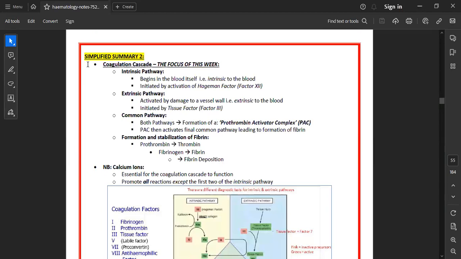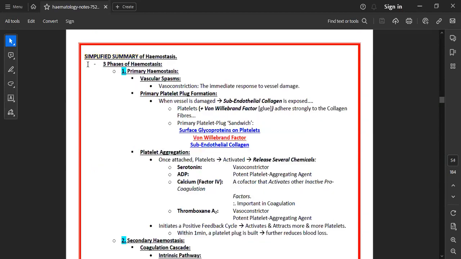When you have an injury, the injury is what triggers the coagulation cascade. But before we go there, let's first finish hemostasis. Once you get an injury, there are 3 phases that are initiated. The first stage is primary hemostasis, and primary hemostasis involves 3 steps.